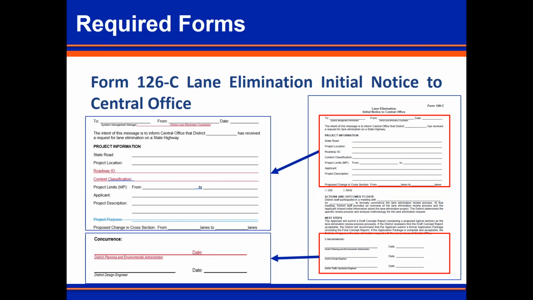Then Form 126C, which is the initial notice to central office. This was revised to include the roadway ID and the context classification, and please notice how the project purpose field was deleted, because we determined that the description should include what the purpose of the project is. In addition, under the signatures, the district planning and environmental administrator was added to the concurrence for this form. And this, again, is for the initial notice to central office.